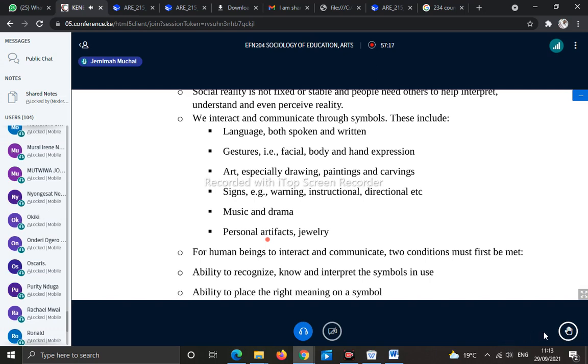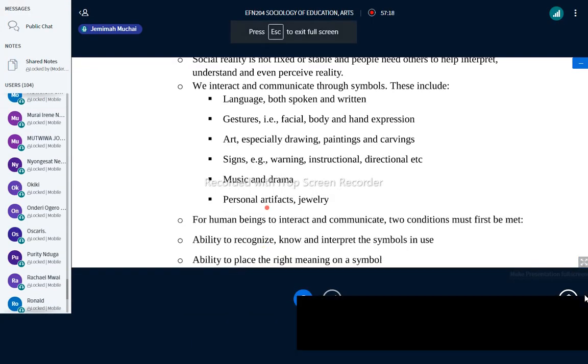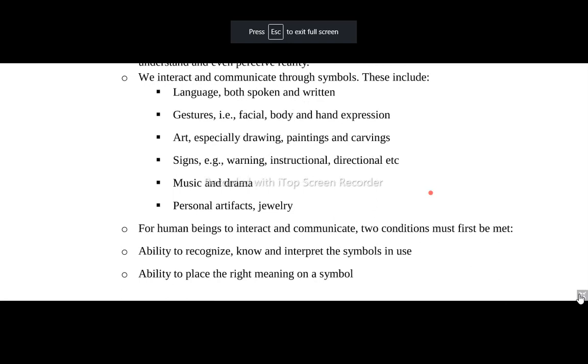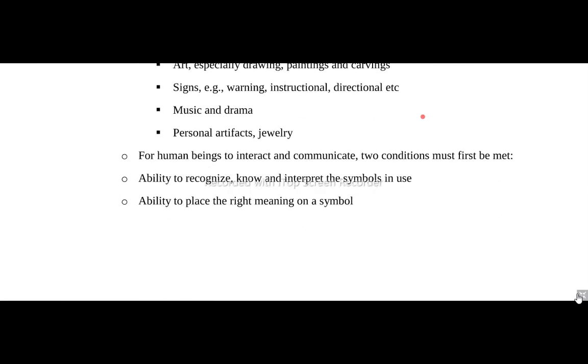That is an artifact. Then we have jewelries. Maybe you have bought an engagement ring for your girlfriend, and you have proposed. That would be a jewelry. A necklace, earrings, and the like. They have a meaning. For human beings to interact and communicate, two conditions must be met. The first one, ability to recognize, know, and interpret the symbol.